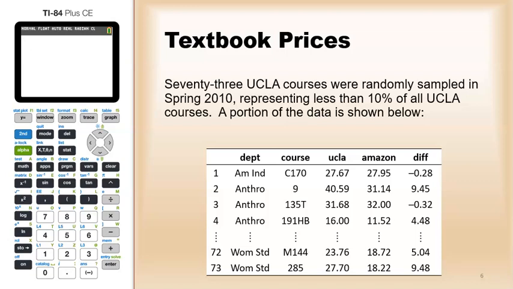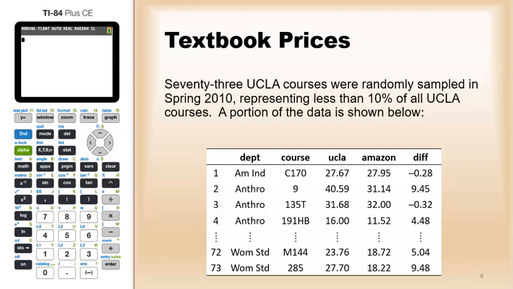And you can see a portion of the data below, where you have the department, the course, UCLA's bookstore price, Amazon's price for that same textbook, and then the difference, where in this case a negative number would mean Amazon is more expensive, a positive number would mean UCLA is more expensive.